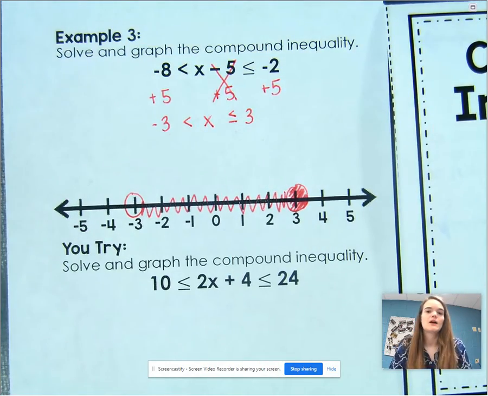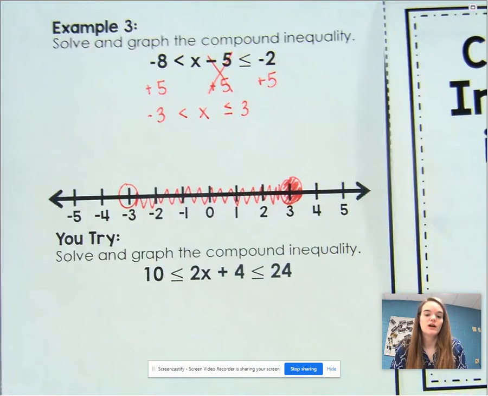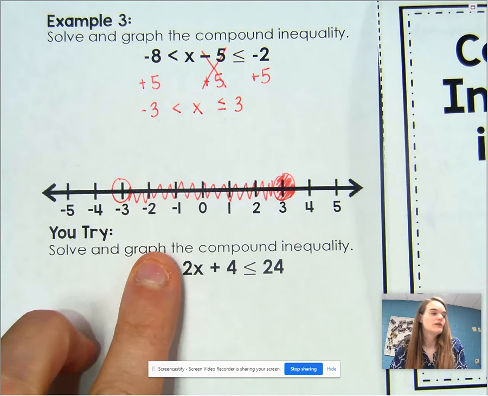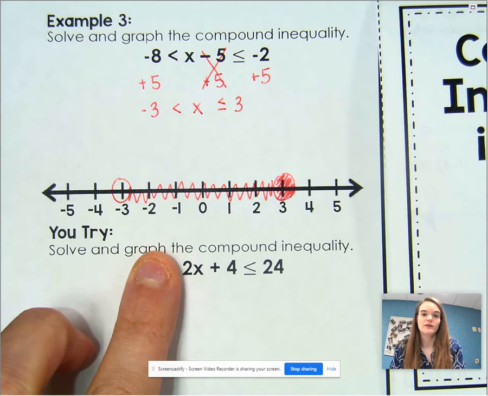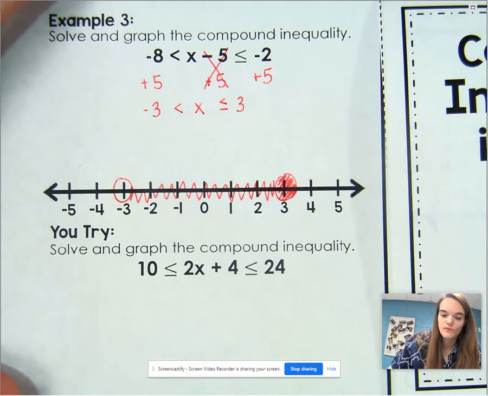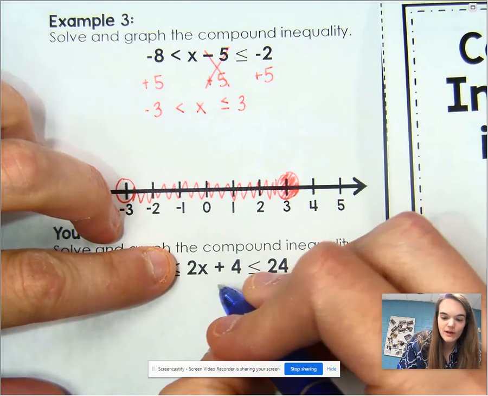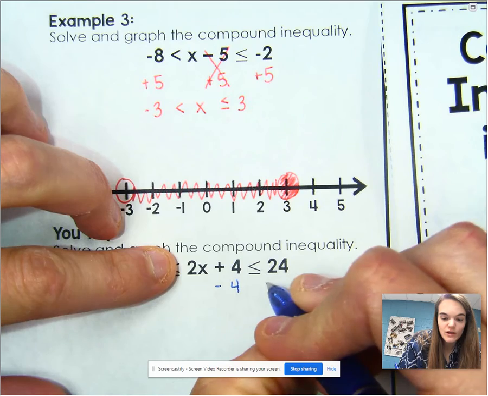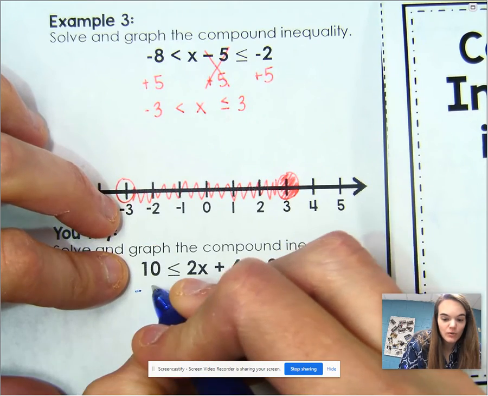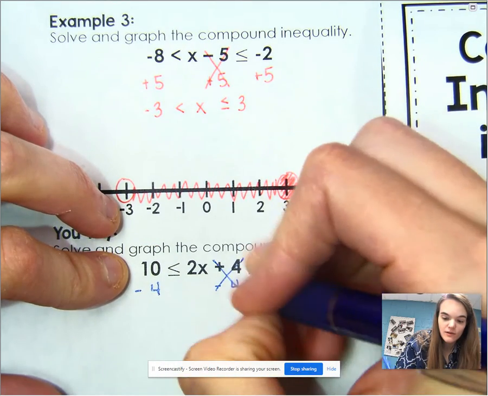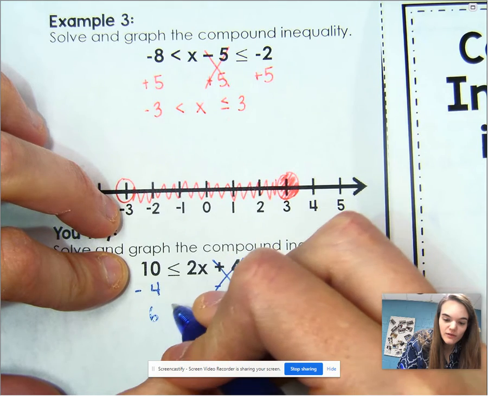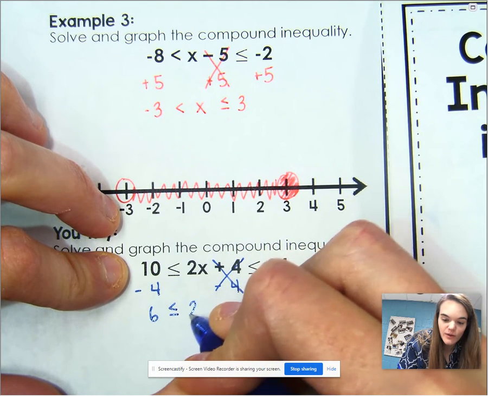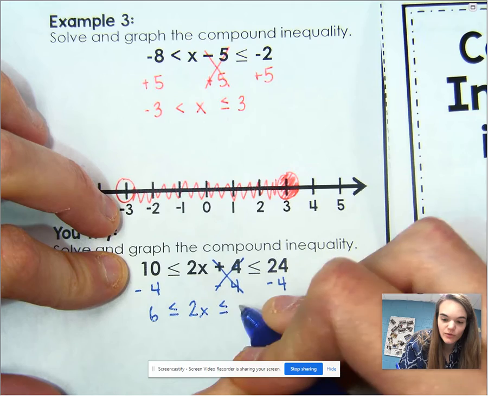Okay. I want you to try the one that says you try. If you have a problem, cover this up and see if you know how to solve it now. So pause it and start solving. So if I cover this up, I need to subtract 4 first. But remember, I have to do it from all 3 sides. 6 less than or equal to 2x less than or equal to 20.